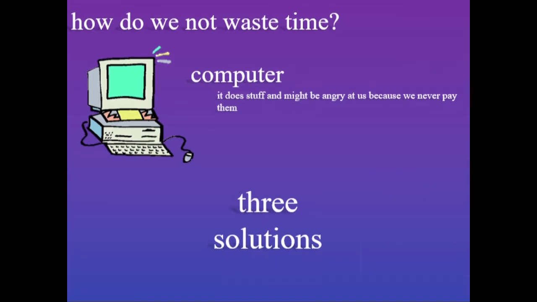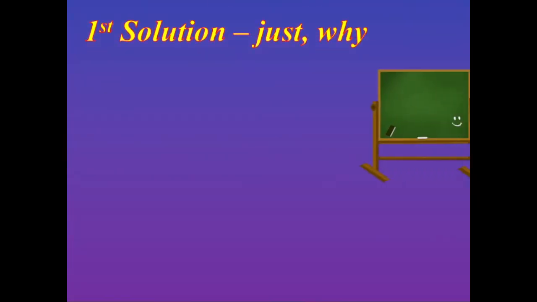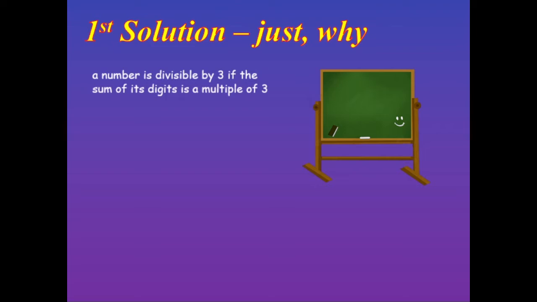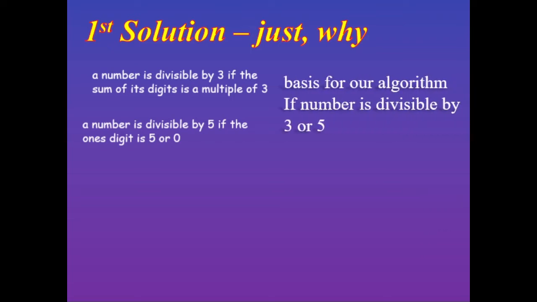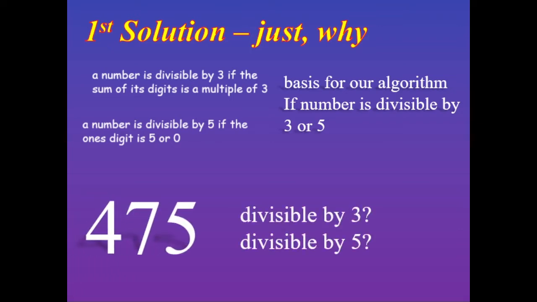The first one might use strings. You've probably learned in class that a number is divisible by 3 if the sum of its digits is a multiple of 3. A number is divisible by 5 if the ones digit is a 5 or a 0. These divisibility rules will be the basis for our algorithm if a number is a multiple of 3 or 5. For an example, we will use 475. Let's start with an easier one which is divisible by 5. The ones digit is a 5, so it's obvious it's divisible by 5.